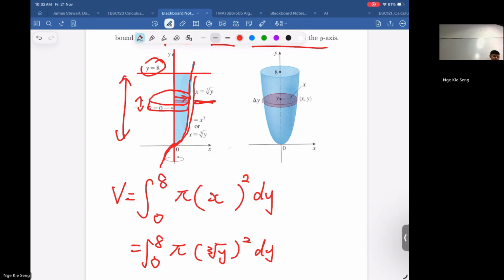Yeah. Okay. So you can notice that this is quite symmetric, right? I can also ask a question: you can take this side here, where x equals minus cube root y. I can also do this. I can use this radius here. It's the same if I use the other curve to revolve.